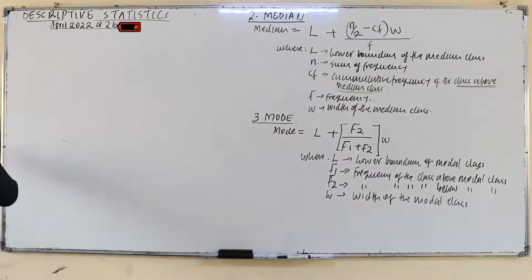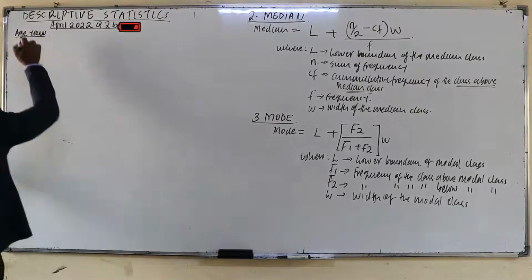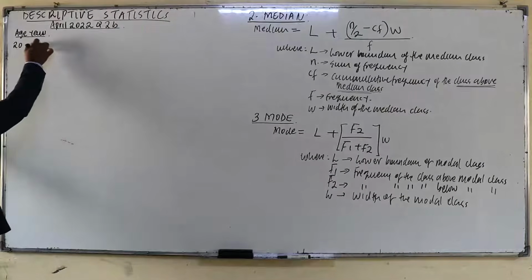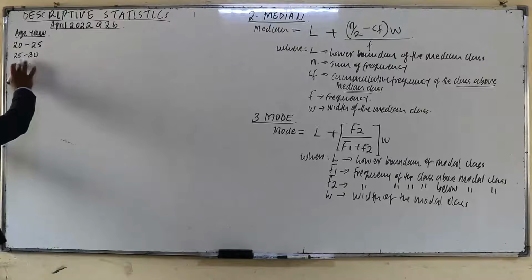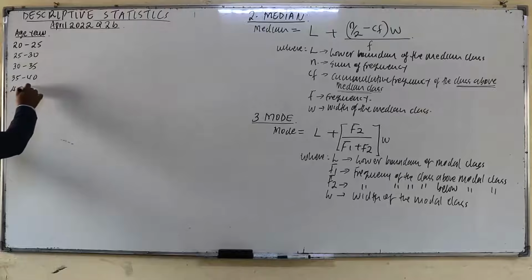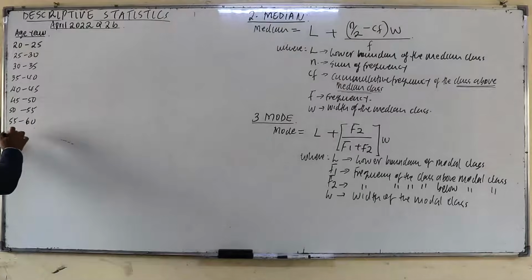So number 1, we have the age in years: between 20 to 25, 25 to 30, 30 to 35, 35 to 40, 40 to 45, 45 to 50, 50 to 55, 55 to 60, and 60 to 65.